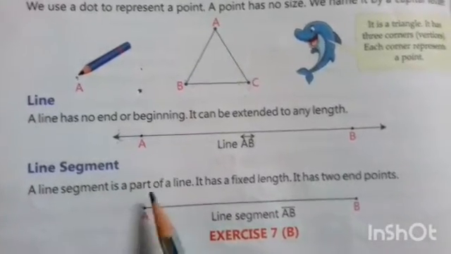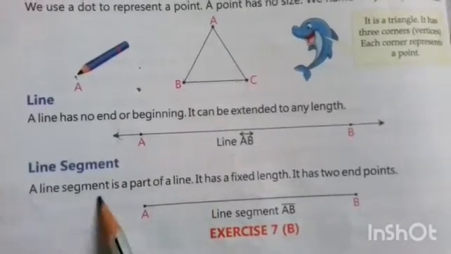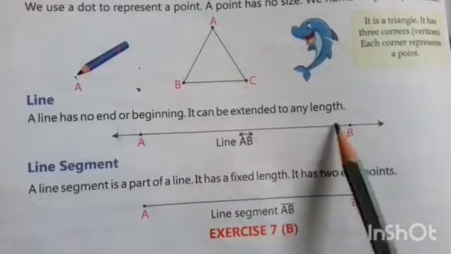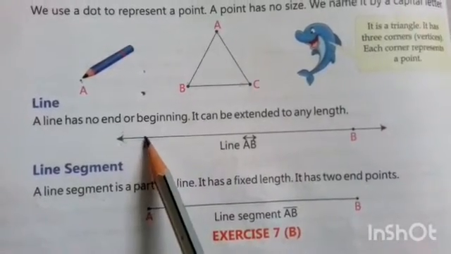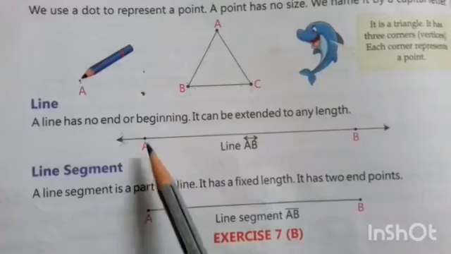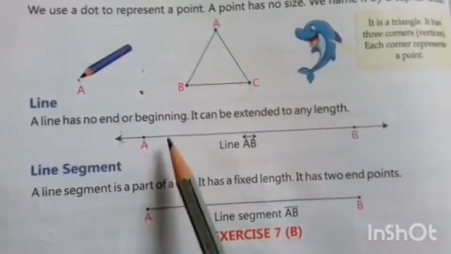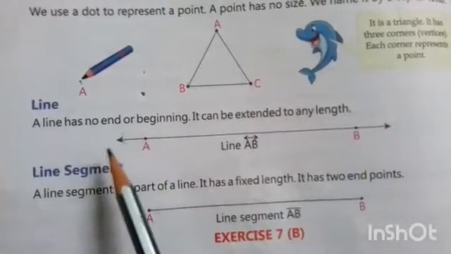Line segment: a line segment is a part of a line. So a line segment is a part of a line. Suppose just see, here is the point A, B. If I cut from there, that is the part of this whole line.